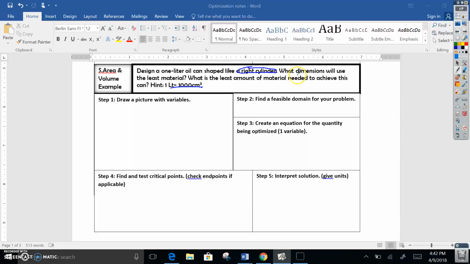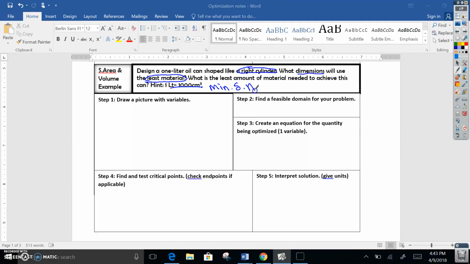What dimensions will use the least material? So our answer is going to be dimensions, but for the least material. When I see least material, I think that the stuff inside of the can is your volume. The stuff the can is made out of, that's your surface area. So I know that I have to minimize surface area.